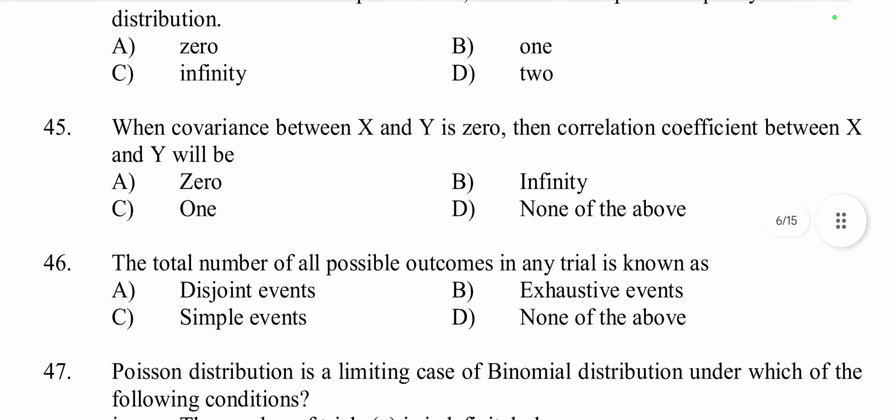Then question number 45. When covariance between x and y is 0, then the correlation coefficient between x and y will be 0, infinite, or 1. It will be 0, option A, because the correlation coefficient is equal to covariance of xy divided by sigma x sigma y. If covariance is 0, then the correlation is also 0, assuming sigma x and sigma y are not equal to 0. So option A is the right answer.